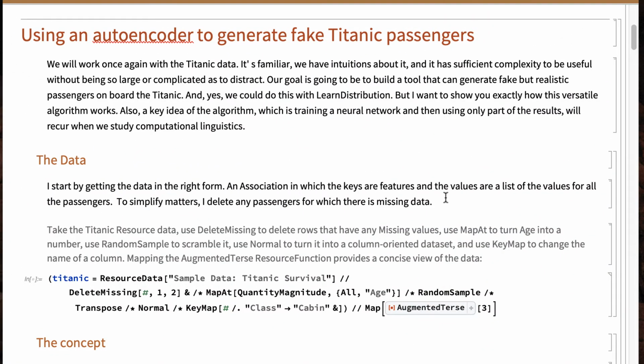We've used the Titanic data set many times in this course, and we're going to use it again. It's useful because we have intuition about it. It has just enough complexity to be useful without being so large or complicated as to distract. And our goal is going to be to create fake but realistic passengers on board the Titanic. And yes, we learned in an earlier lecture that you could actually do this with a learned distribution, but I also want to show you how this versatile algorithm works. And by the way, a key idea of the algorithm, which is training a neural network and then using only part of the results and often throwing the rest away, is going to recur when we study computational linguistics, and in particular when we look at embeddings.